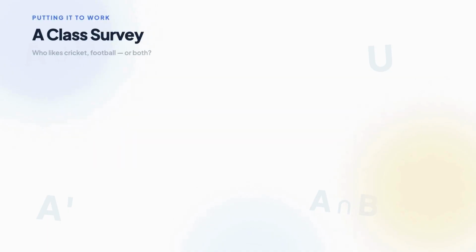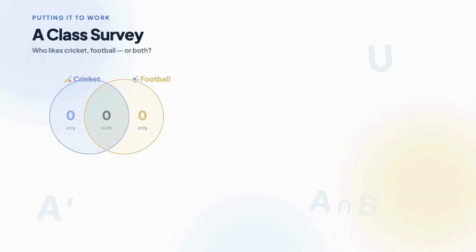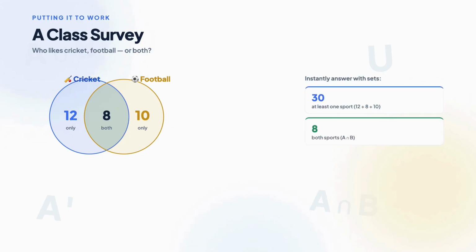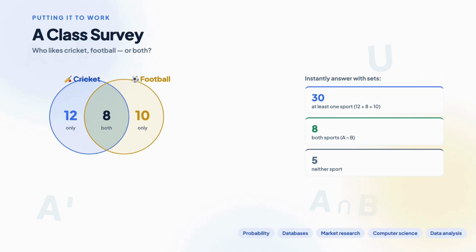Finally, let's look at a practical application. Suppose a class survey asks students whether they like cricket or football. Some students like only cricket, some like only football, and some like both. Using sets and Venn diagrams, we can quickly find how many students like at least one sport, both sports, or neither sport. Similar methods are used in probability, databases, market research, computer science, and data analysis.